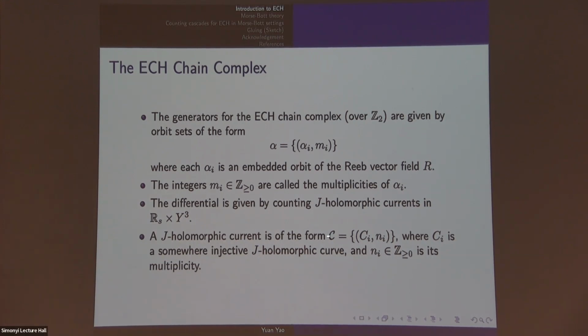So a J-holomorphic current is a collection of (C_i, n_i), where C_i is a somewhere injective J-holomorphic curve, and n_i is the multiplicity. So in ECH, how do we talk about multiple covers? We describe it as a somewhere injective curve with higher than 1 multiplicity.